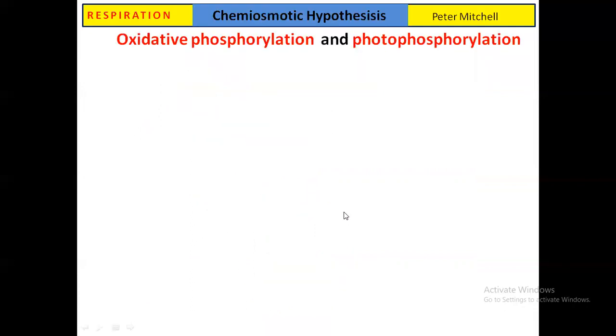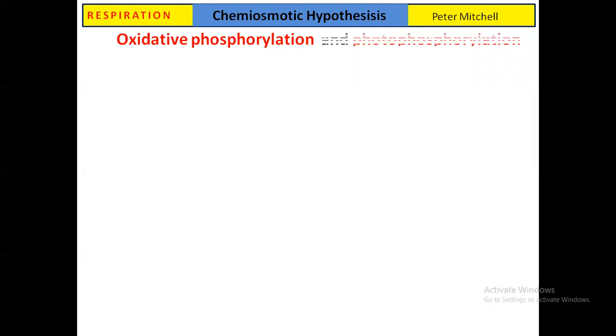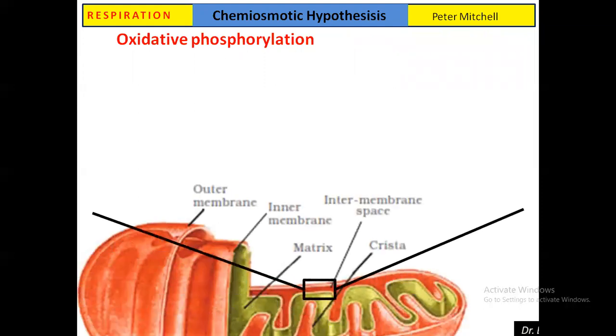Now, this is all about ATP and the different structures. Visit my channel and study about the chemiosmotic hypothesis, how ATP synthesis is carried out during oxidative phosphorylation as well as photophosphorylation.